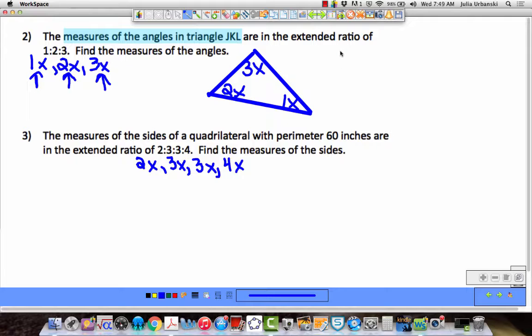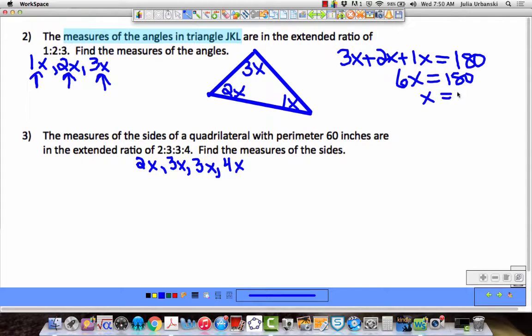So now our equation would be 3x plus 2x plus 1x equals 180 because it's a triangle. Solve that. That makes 6x equals 180, and x equals 30. Okay, so every problem's not going to be the same. The only thing that's going to be the same every time is that you take this ratio and you put x's on it, because you could divide everything by x and it would reduce the same way. That's the trick. The rest of the problem is going to depend on the keywords.